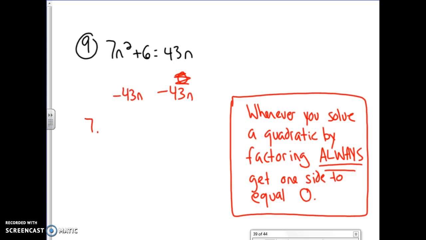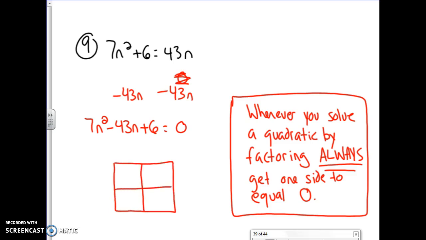So I get 7n squared minus 43n plus 6 equals 0. That's the standard form. Now I'm just going to factor it out. There are lots of ways I can do this. I know a lot of you might make a box, and some of you do guess and check. I'm going to do build a bridge, split the middle, because I know some of you do that. So 7 times 6 is 42, and I'm trying to think about everything that gets me 42, but a sum of -43.